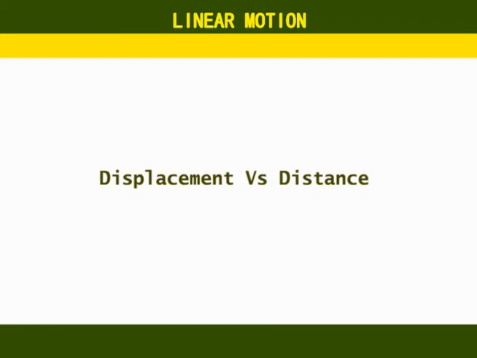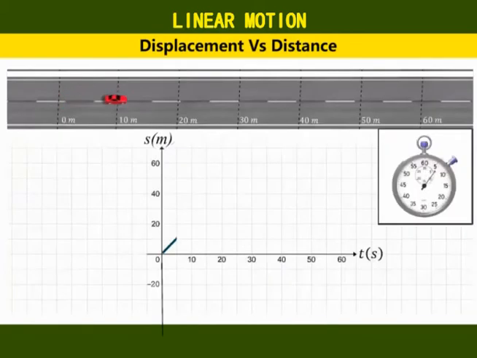Now, considering that displacement takes into account the direction of motion, suppose a car starts from rest and covers 40 meters in 20 seconds, and then reverses back to the 10 meters position in 10 seconds. The displacement time graph would look like this. In this case, if the forward direction is taken to be positive and the backward direction taken as negative, the displacement will be 40 plus minus 30, giving us 10 meters.